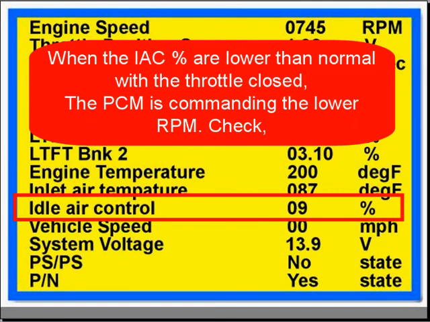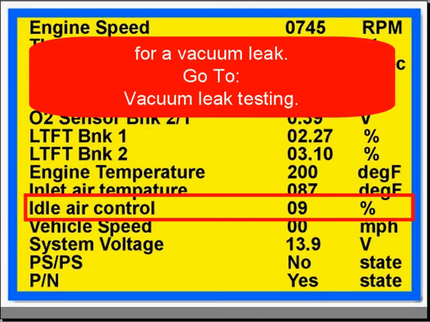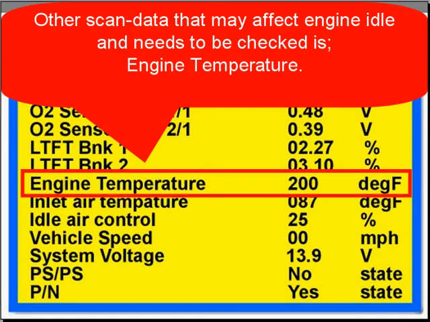When the IAC percentages are lower than normal with the throttle closed, the PCM is commanding the lower RPM. Check for vacuum leaks. Here we are at vacuum leaks again. Go to vacuum leak testing. Scan data that may affect engine idle and needs to be checked by you is the engine coolant temperature sensor, because the engine coolant temperature sensor, the ECT, will affect idle if it reads incorrectly.